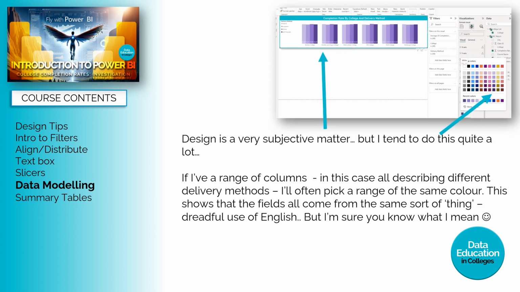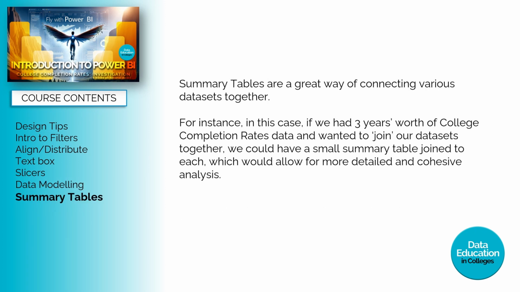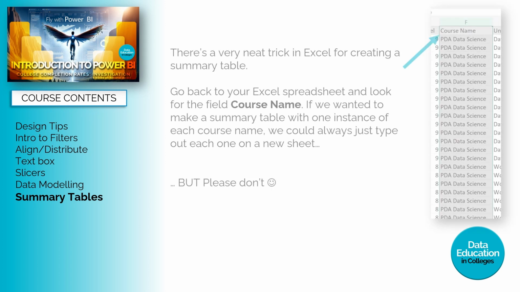What I've done here, I try and do this quite a lot. If I've got a range of columns, I pick a range of the same colour, in this case purples, and it just makes it a little bit more consistently designed across. So as I say, if we had 3 years worth of the college completion rates and we wanted to compare across those 3 years, one summary table joined to all three, make it nice and easy.